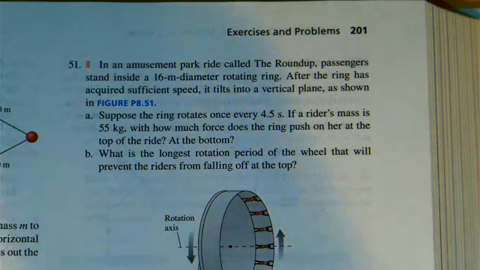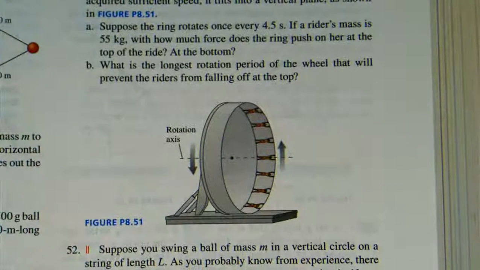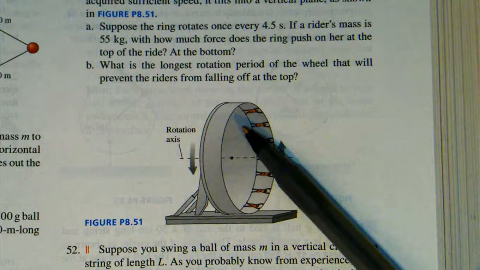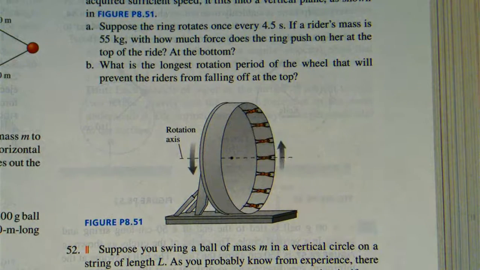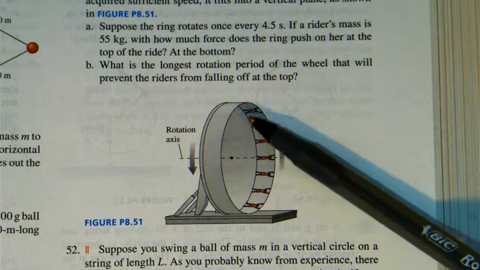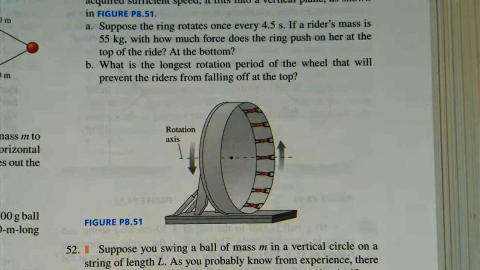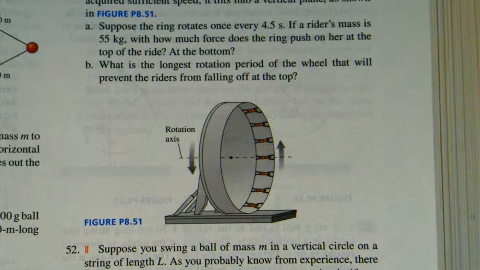Part B, so what is the longest period of rotation that will prevent the riders from falling off the top? Like that person up there, ooh, plop. The longest period of rotation will be when the radial acceleration is exactly equal to the acceleration due to gravity on the surface of planet Earth.